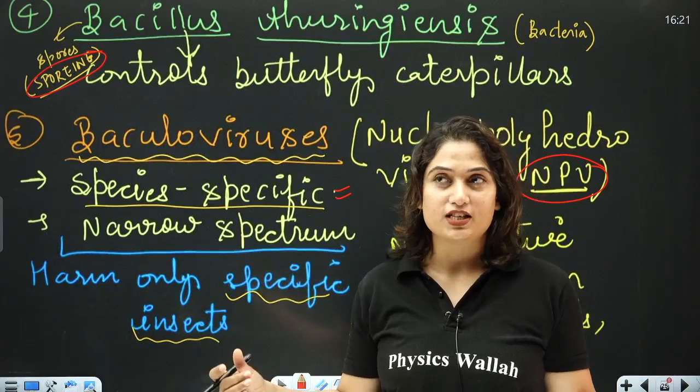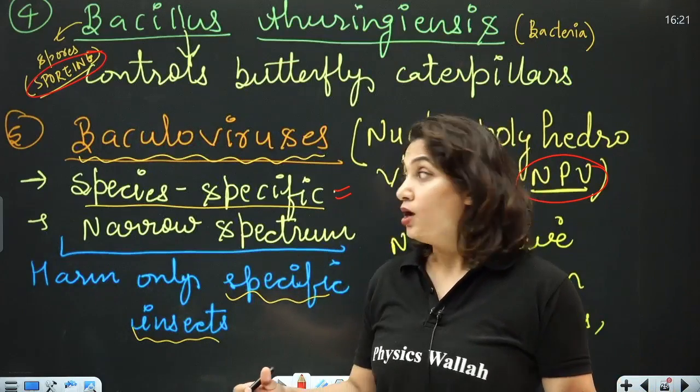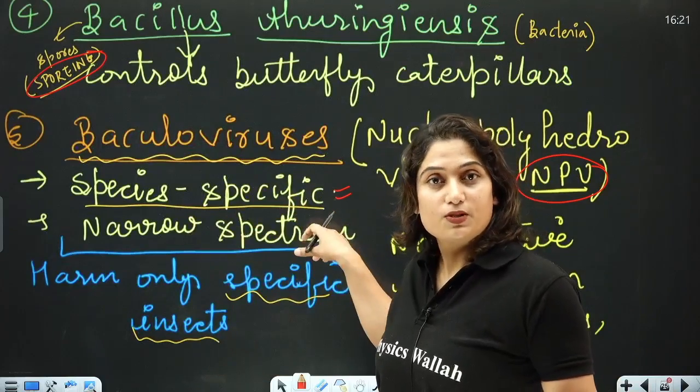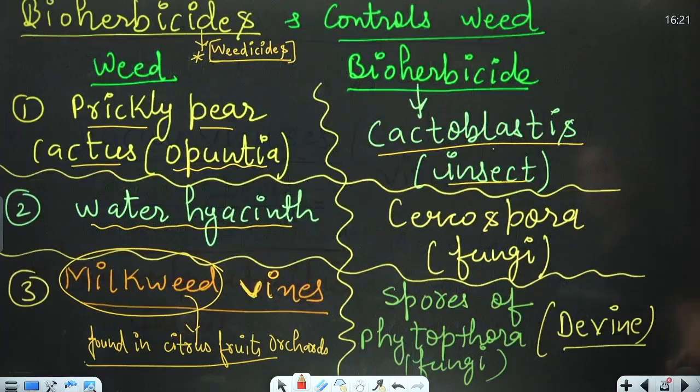Sometimes the statement will say that they are broad spectrum, false. Sometimes the question will say they are species non-specific, false. They are species specific. Okay.